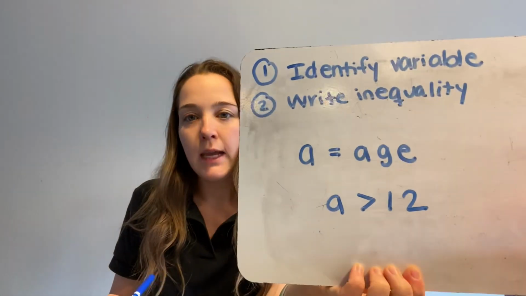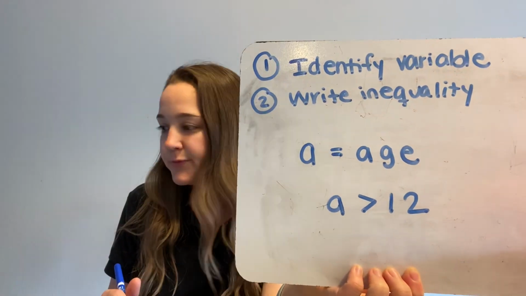And then, if I must be over 12 years old, well, what inequality symbol does that equal? Over sounds like greater than. So my age must be greater than 12. Age greater than 12.